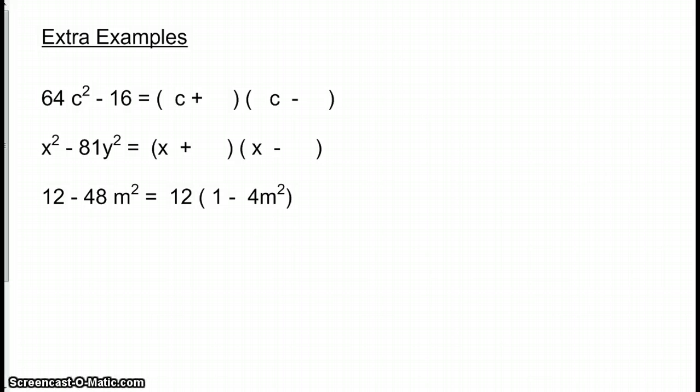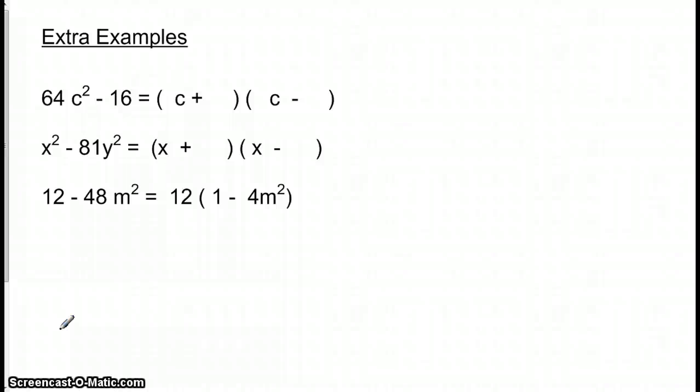Here are some extra examples for you to work on. Why don't you take a second, you can stop this and work on these couple problems first. In the first one, you can see the square root of the first term is 8c, and the second term is 4, so it would be 8c plus 4, 8c minus 4. In the second, the square root of the first term is x, so that's simple. The square root of the second is 9y, so we'd have 8 plus 9y, 8 minus 9y.